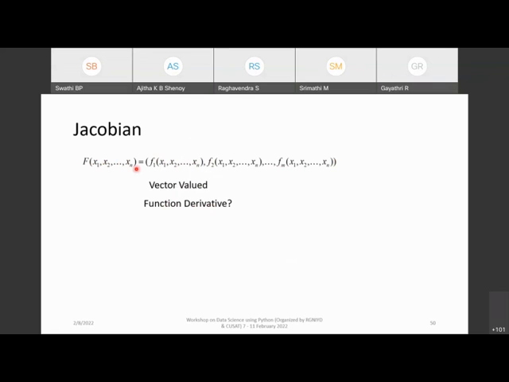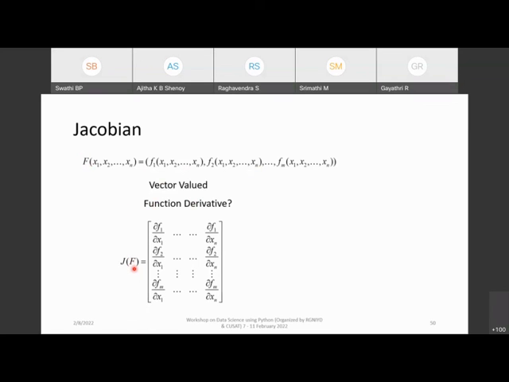So the function value is again a function, and it's an m-dimensional vector. In this case, how do we find the differentiation of capital F? That is represented by the Jacobian of F. It is the differentiation of F.